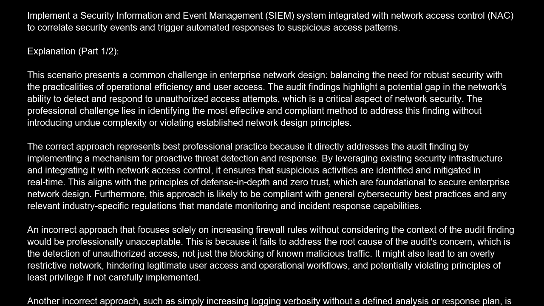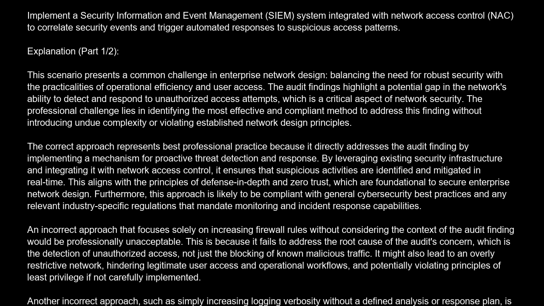The correct approach represents best professional practice because it directly addresses the audit finding by implementing a mechanism for proactive threat detection and response. By leveraging existing security infrastructure and integrating it with network access control, it ensures that suspicious activities are identified and mitigated in real time. This aligns with the principles of defense in depth and zero trust, which are foundational to secure enterprise network design. Furthermore, this approach is likely to be compliant with general cybersecurity best practices and any relevant industry-specific regulations that mandate monitoring and incident response capabilities.